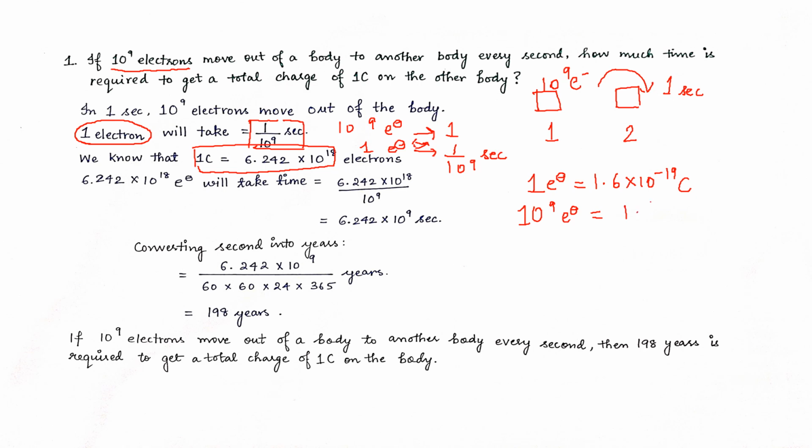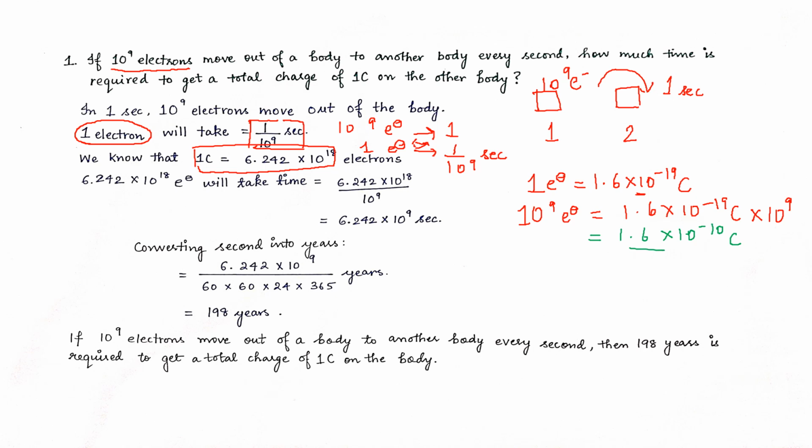It will be 1.6 into 10 to the power minus 19 coulomb into the number of electrons we have, that is 10 to the power 9. When one has this, 2 will have 2 multiplied by this number, 3 will have 3 multiplied by this number. So the answer we get over here is 1.6 into 10 to the power minus 10 coulombs.